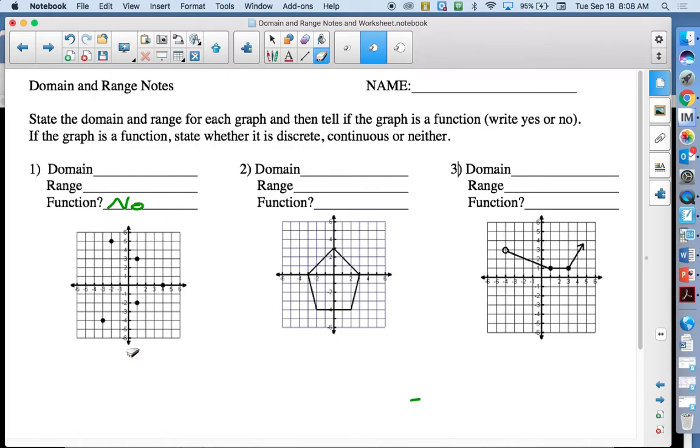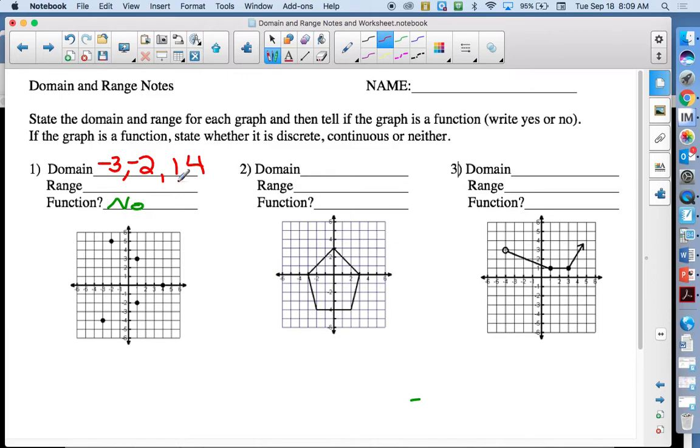Okay, so that's the first part. We said the domain were all the x values. Because this is discrete, or because it's just a set of points, we're just going to list the x values that your points touch. That's what your domain is. Any x values that the points touch in the graph. So, Mackenzie Myers, what would the domain be? What points does our graph touch in number 1? -3, -2, 1, and 4.